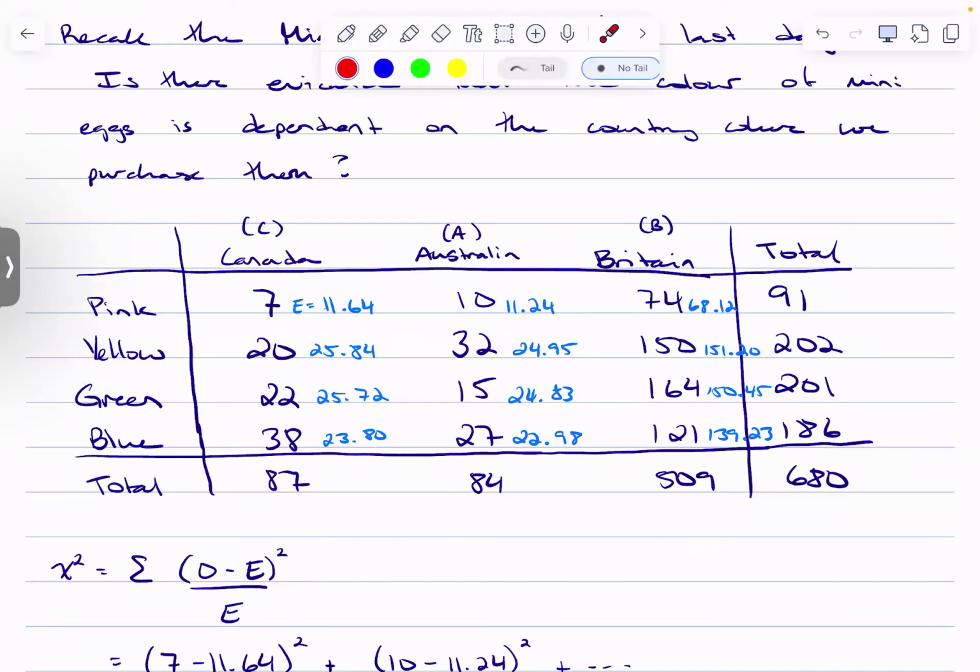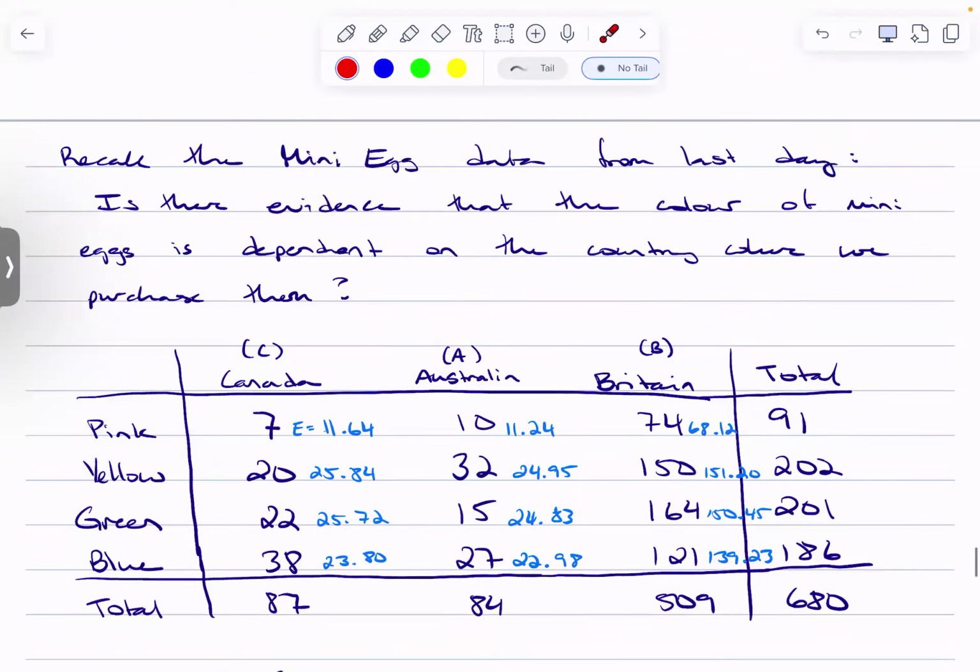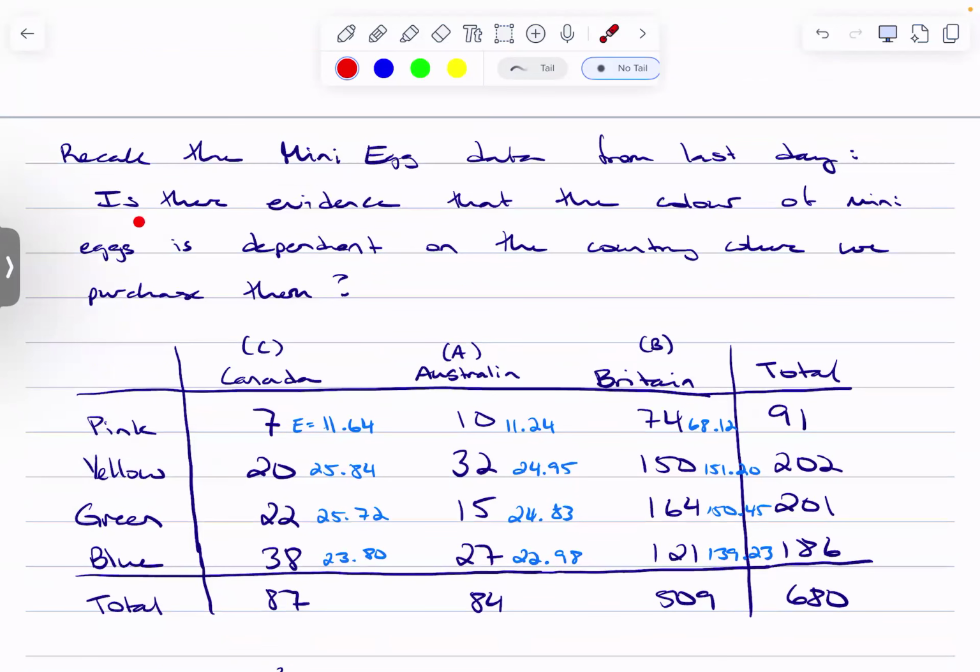We can check our conditions. Mini eggs bought in Canada, Australia, and Britain, we can assume are independent of each other. But also we assume that the one mini egg can only be classified as one of these colors. So they're independent. But also, I have all my expected counts greater than 5. And so the chi-squared test applies. I'll write that down. But I wanted to do the conclusion.